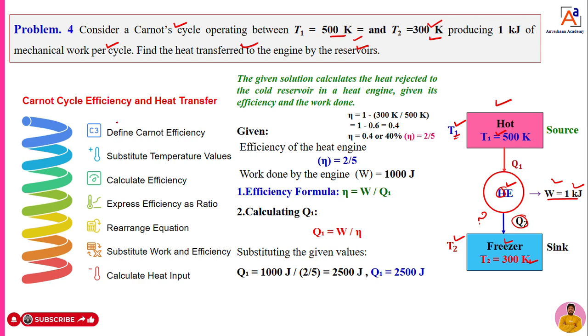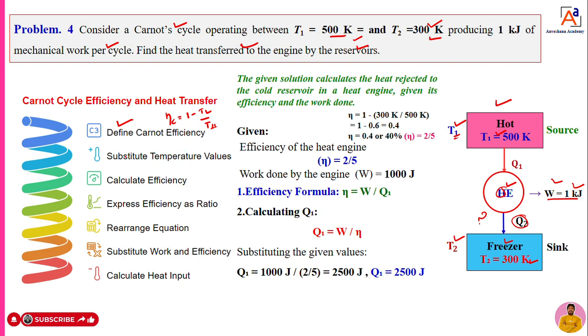First, you should know the definition of Carnot efficiency, because if you want to solve this problem we require Carnot efficiency. If you know the Carnot efficiency, then we can easily calculate the amount of heat rejected into the sink by the engine. Okay, so for that purpose we should know the definition of Carnot efficiency or the formula for the Carnot efficiency. That is 1 minus lower temperature divided by higher temperature.